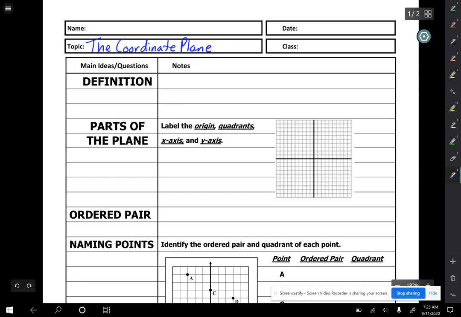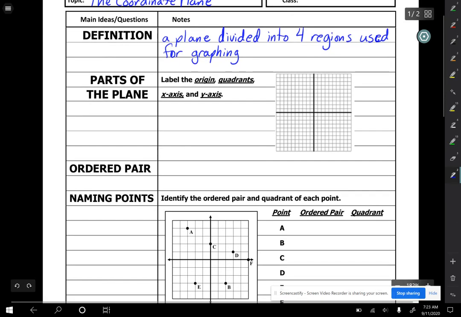So the coordinate plane is a plane or a graph that's divided into four regions and used for graphing. So we're going to label parts of our plane, and you also have to do this on your assignment today.